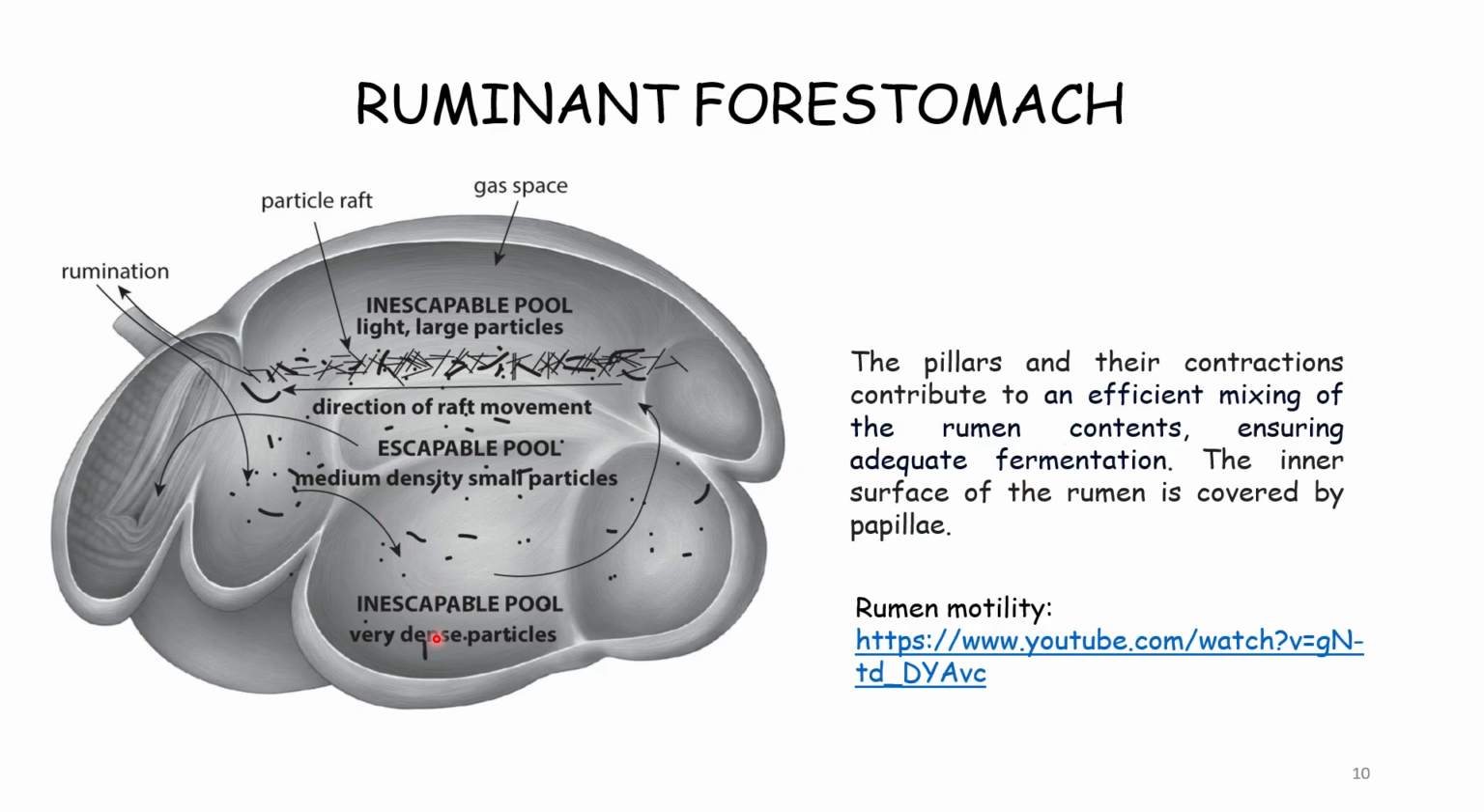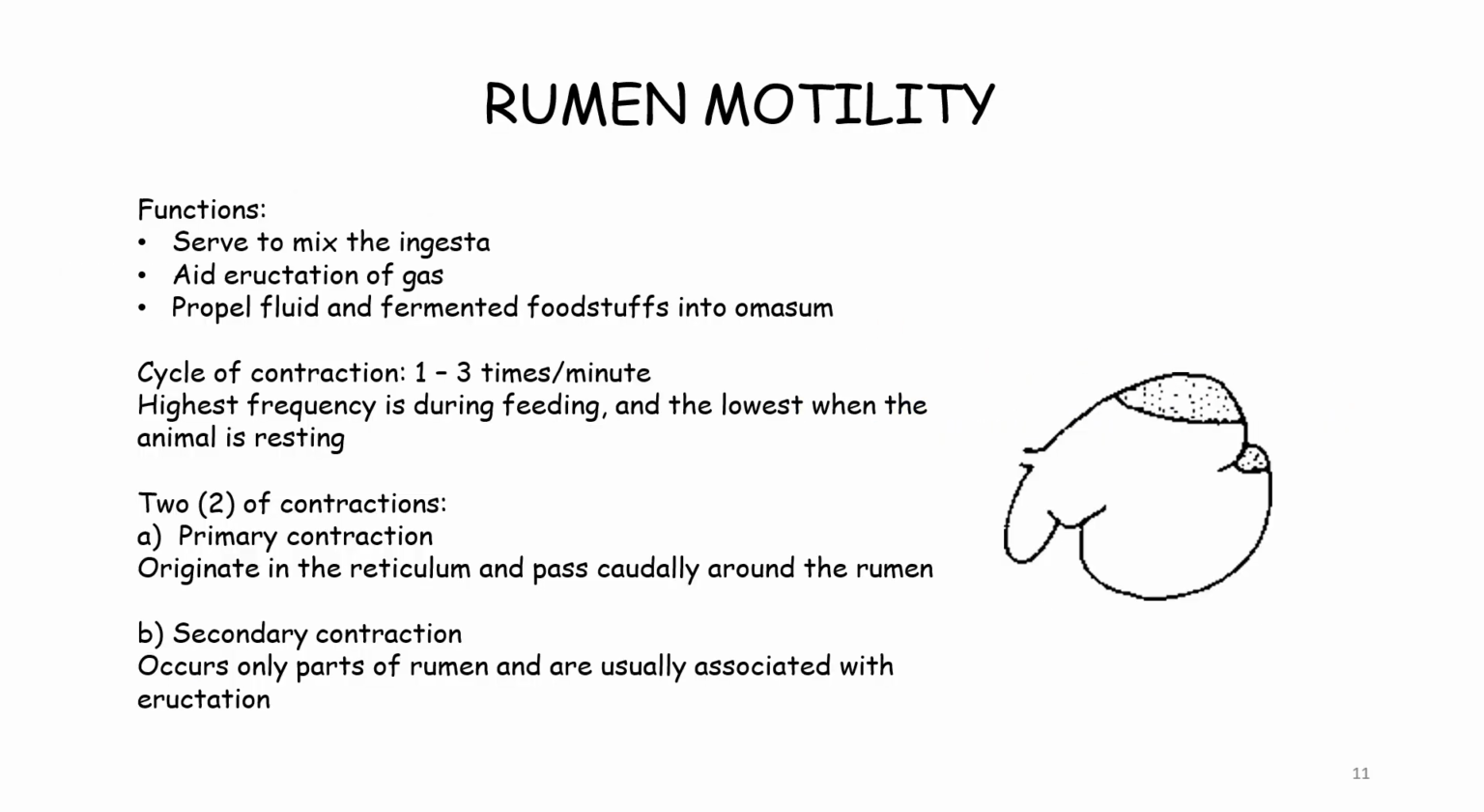And here, as you can see, the very dense particles are usually in the lower part, the medium dense small particles usually here, and the upper part is the light large particles. So the rumen motility function serves to mix the ingesta.